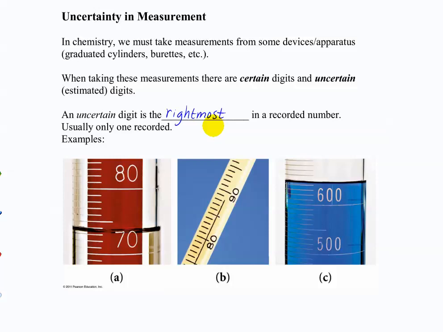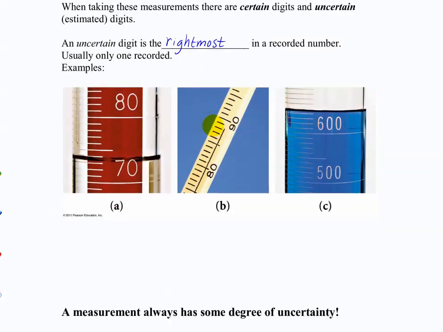So let's look at these measurements. I don't know if you can see it up there. In this graduated cylinder on the right, we're measuring the liquid at this point right here. So what digits are certain? What is it at least definitely bigger than? 70, right. It's definitely between 70 and 80. What else is certain? You may not be able to see it from there, but it's definitely above that third line. So that means it's at least what? 73. So do we take this measurement as 73 milliliters? What do we take it as? 73 point something. The last one is an estimated digit.